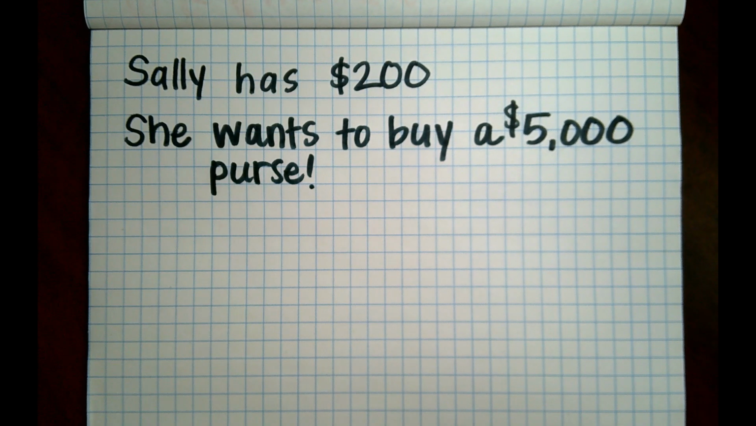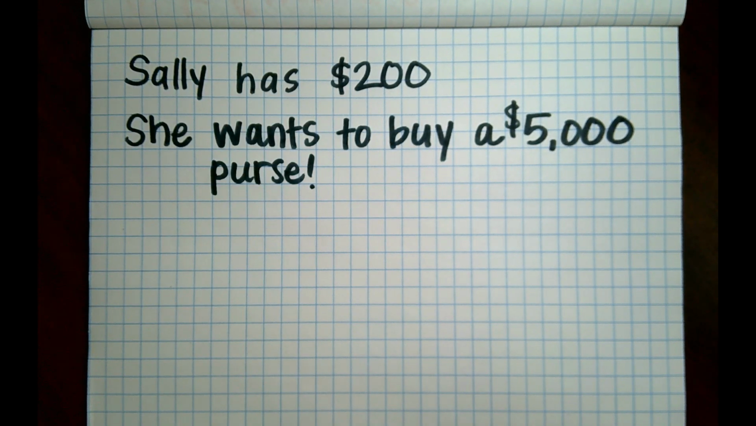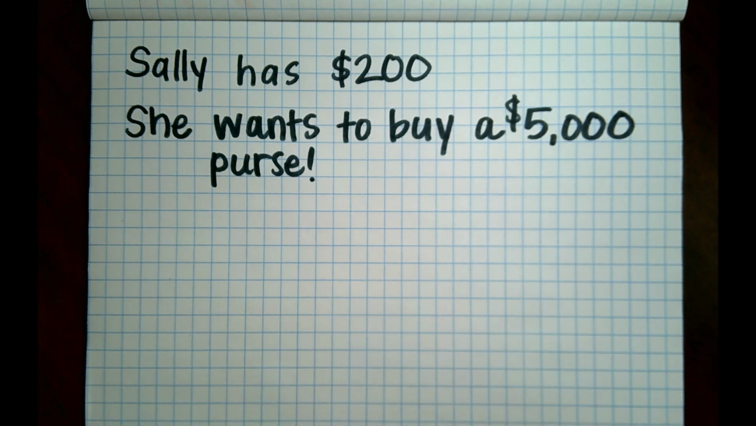Okay, so she's starting with only $200. That's all she's got. We're going to pretend that she's not paying for bills. She's not doing anything else. We're just going to think about what she has and how much she earns. So let's think, what does Sally do for a living?